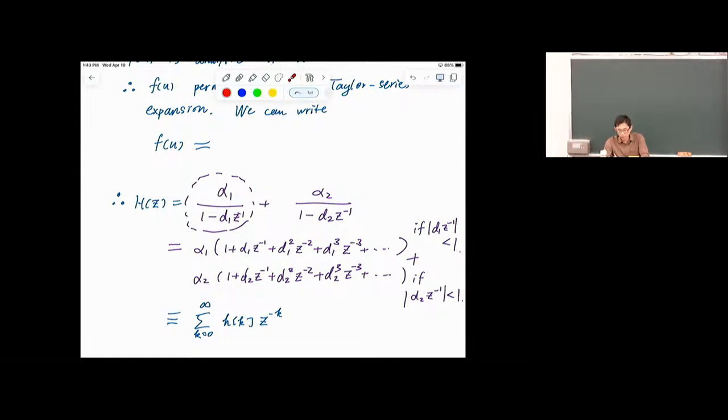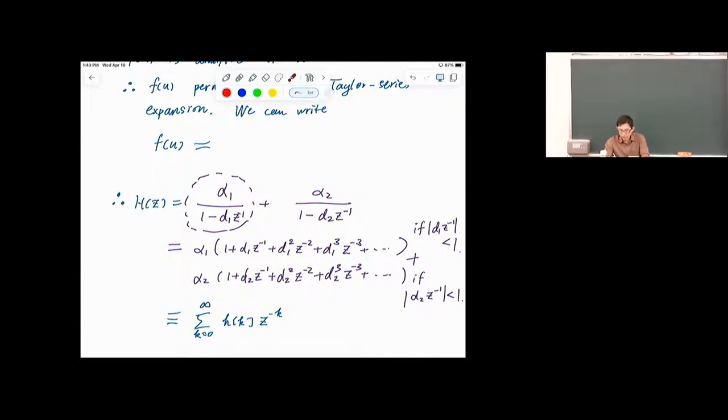This is the formula for geometric series, right? The sum of an infinite geometric series here is equal to that. As long as the common ratio satisfies the convergence criterion, okay? If we consider the sum over this region on the z-plane, then the equality holds, okay?